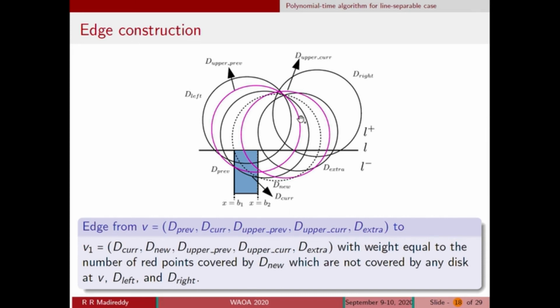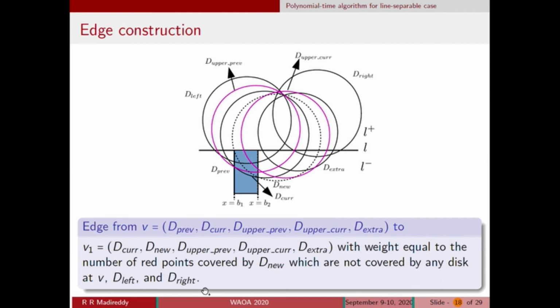Then we put an edge to another vertex V1, where instead of D previous it becomes D current, and instead of D current it becomes D new. All the other three disks stay the same. What is D new? D new is the disk which is coming up in the next envelope. We guess it. The weight that we give is the number of red points covered by D new which are not covered by any disk at V, nor by D left and D right.